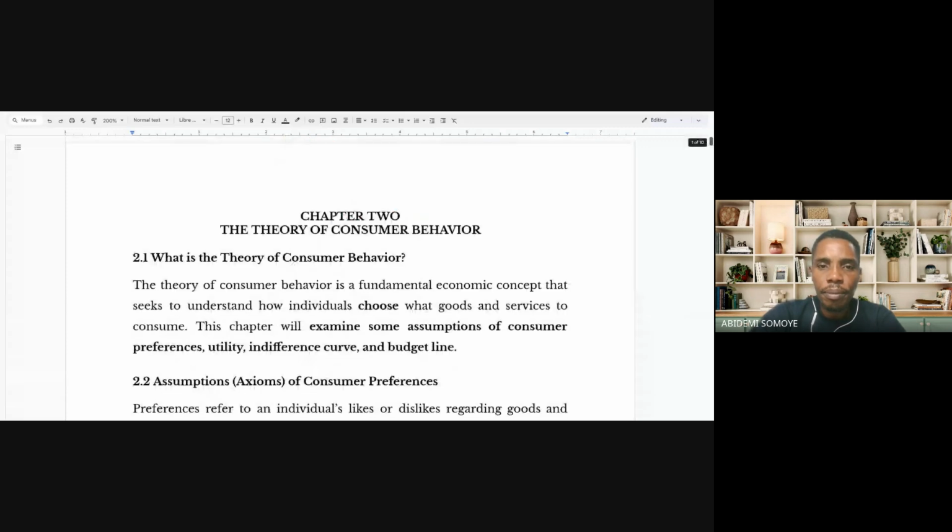Okay. So those are the explanations of the concept of theory of consumer behavior. So we talked about axioms of consumer preferences. We talked about utility. We talked about indifference curve, and we talked about the budget line.